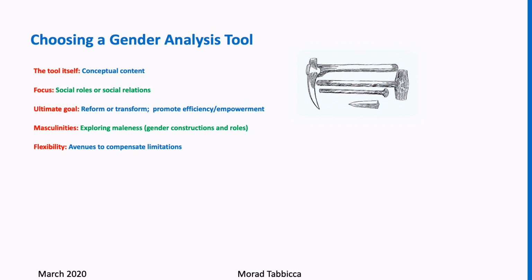Now, also some frameworks are more concerned about economic efficiency. How do we tap into the potential of women and other marginalized groups? So the focus of that framework, or that tool under that specific framework, would be to promote the efficiency of women. And then some frameworks also seek to empower women. So these are things that, depending on the framework, will or will not be done.